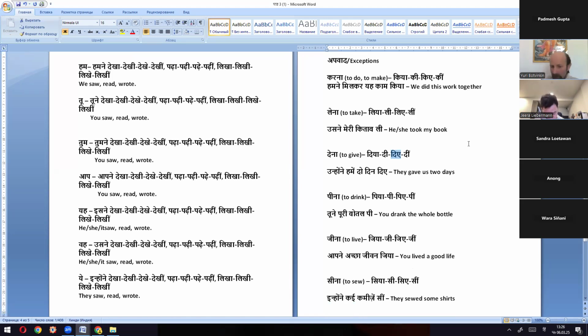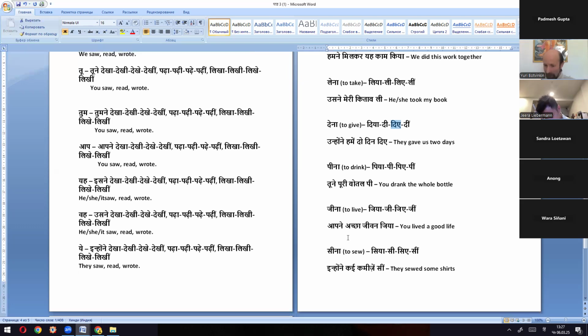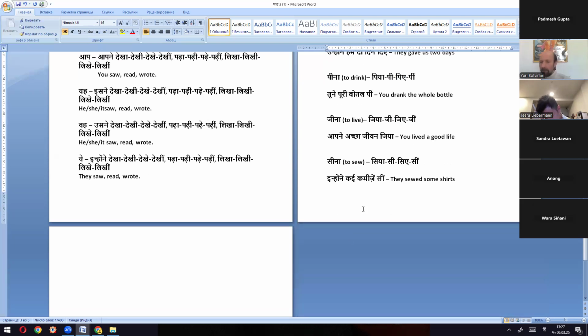The same forms will have these verbs like pina, Gina, Sina. So they are similar in their main forms. So they have similar forms in the past definite. So you have this lesson. You can read it again with all the examples and try to understand.